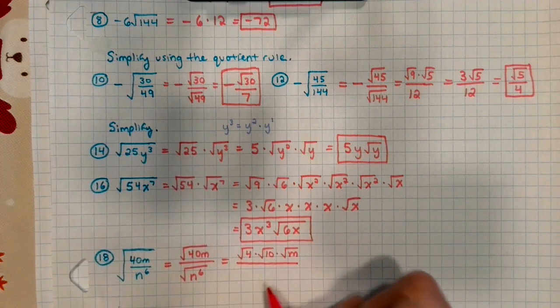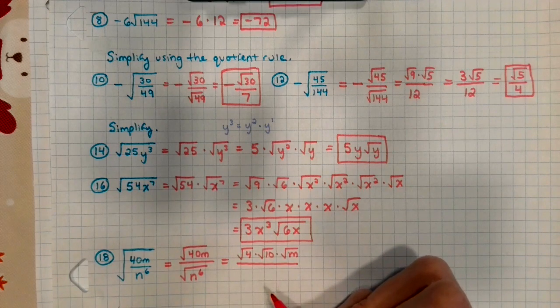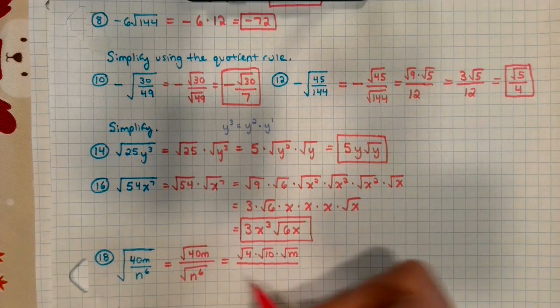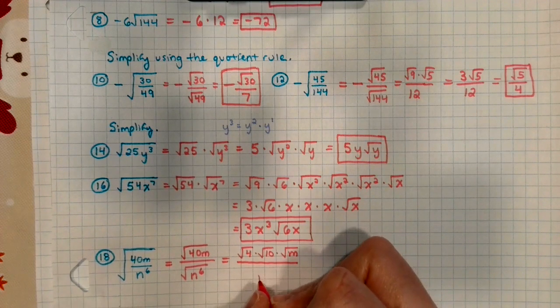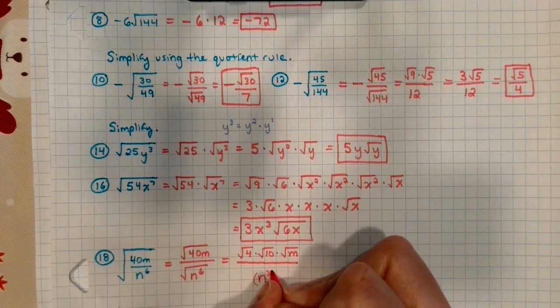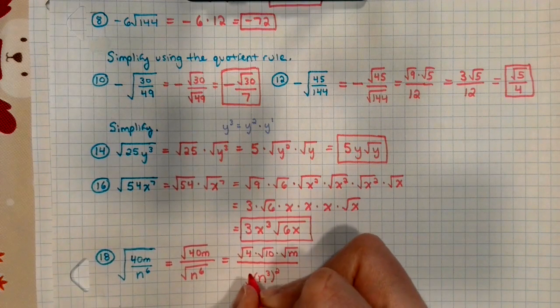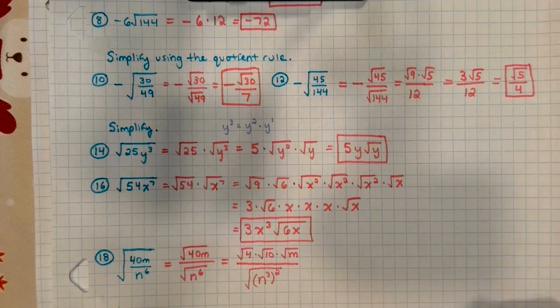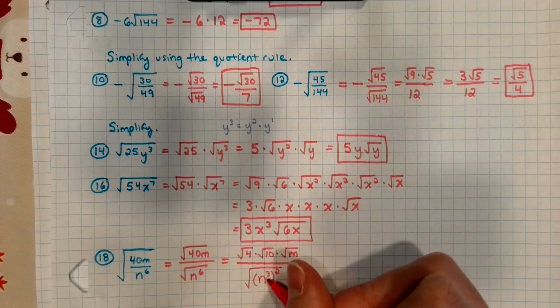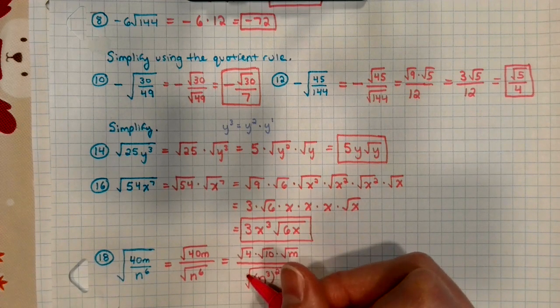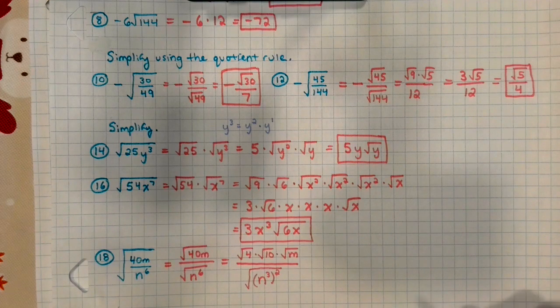And then on the bottom, this is that trick that I was talking about, where since this is an even number, we can think of this as n to the 3rd squared. Because now when we take the square root of that, you'll be left with just this n to the 3rd power, because the squared and the square root, you could think of it as canceling out.